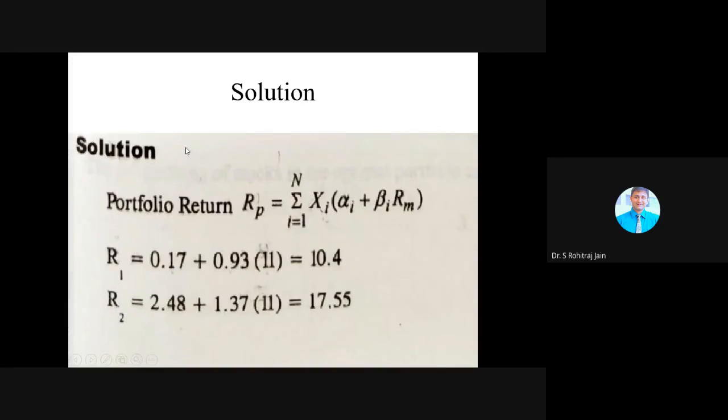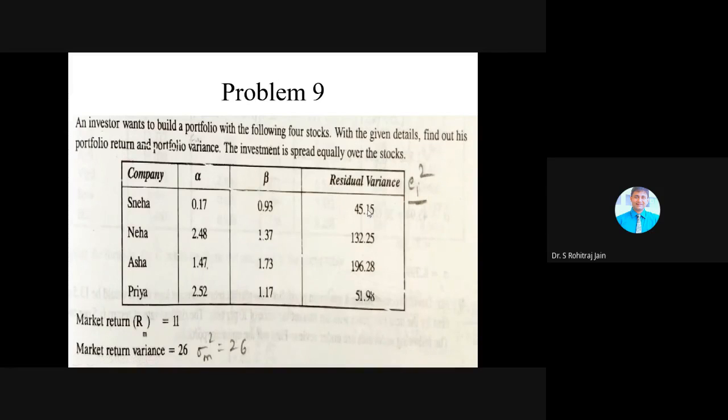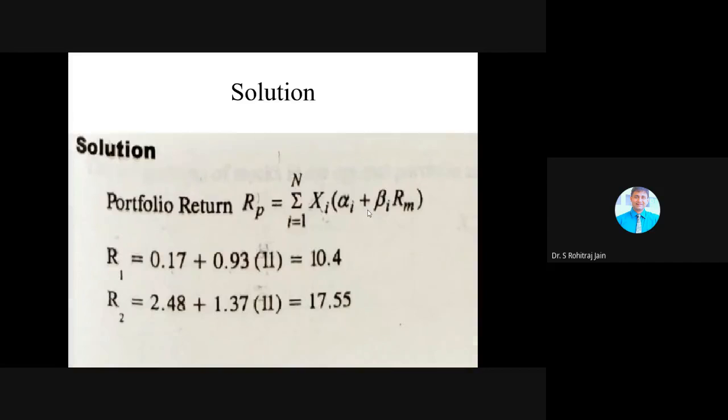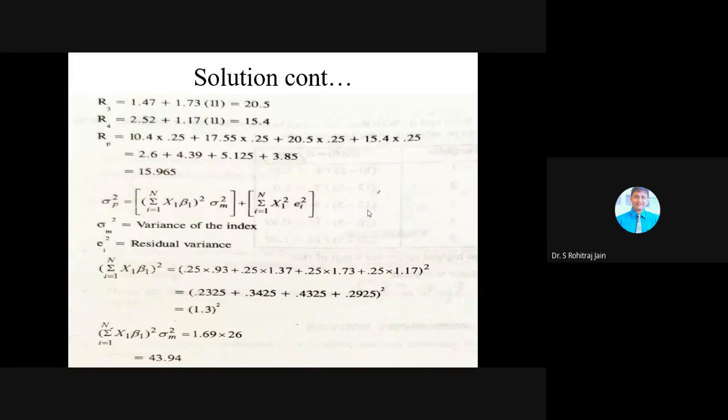Now what we did for that, first we calculated the individual securities' returns using alpha plus beta into RM. They have given me the alpha value of each stock, right? So 0.17 is for the first stock, the beta of the first stock is 0.93, and the residual variance of the first stock is 45.15. Using all this data, I have calculated R1 for the first stock, and R2 I got 17.55. Then R3 I got 20.5, and R4 is 15.4. So the first step is what? I have calculated the returns of the individual securities.